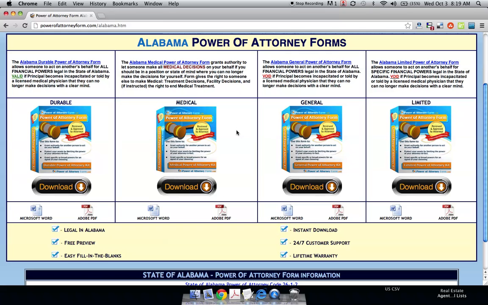And what are the requirements for power of attorney to become legal? You want to make sure that when you sign any of these forms, you do so in front of a notary. That's very, very important. And if you don't know what a notary is or where to find one, don't worry. There's one at every branch bank in the United States.